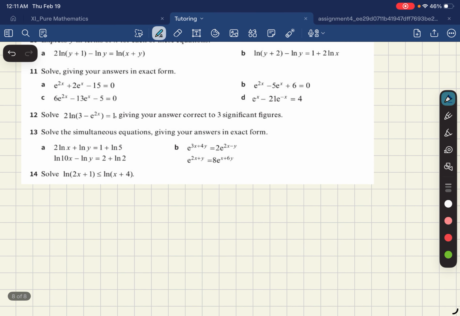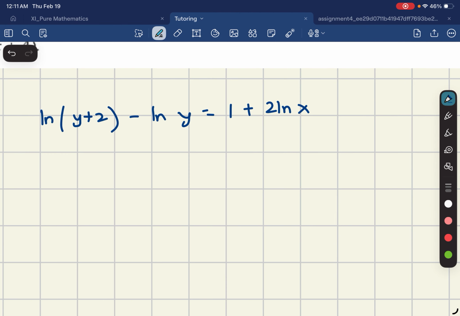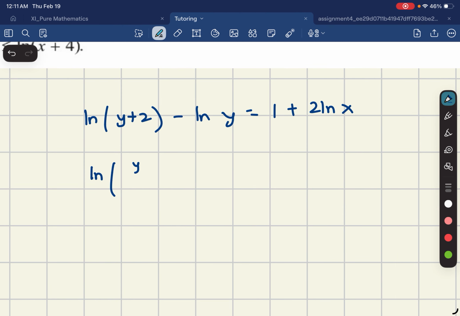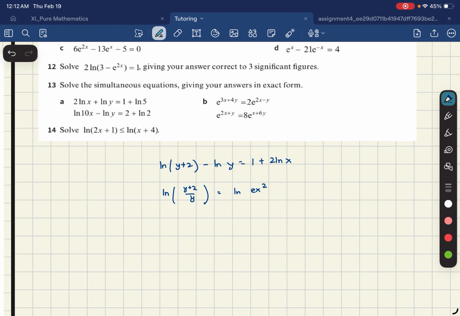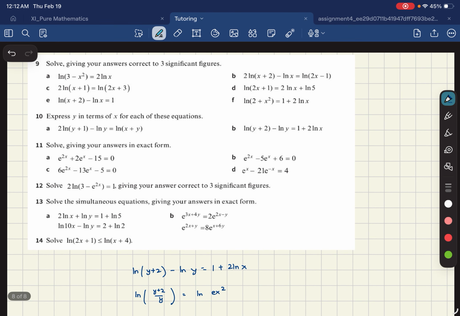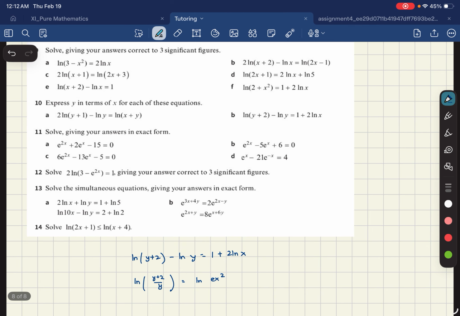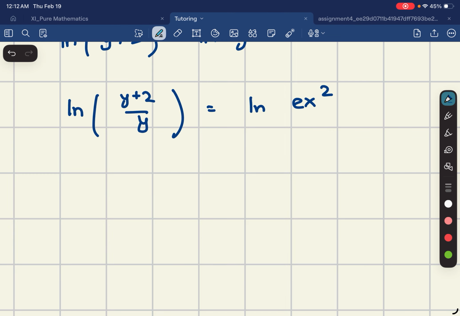10b is ln(y + 2) minus ln y is 1 plus 2 ln x. ln((y + 2) over y) is equal to ln e plus ln x². And this just simplifies to e x². And now we can equate the arguments. e x² is going to be (y + 2) divided by y.